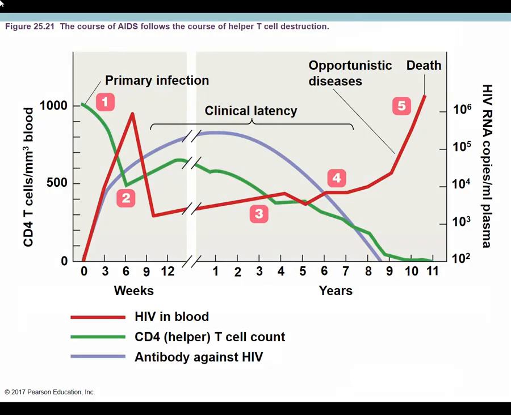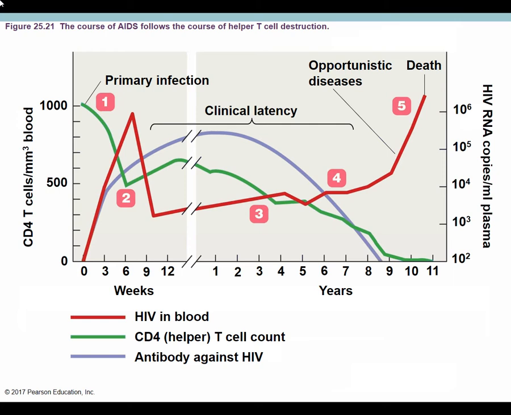And this is maybe an overly complex graph of the course of AIDS, each line on the graph tracking a different aspect of the progress of the virus and the disease. So the red line shows how much HIV is in your blood. So when you start off, you get initially kind of a peak after a couple weeks, and then it goes down, and the HIV is going into your cells and becoming dormant.